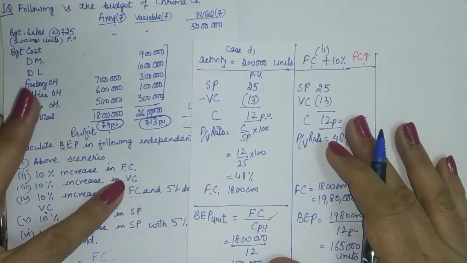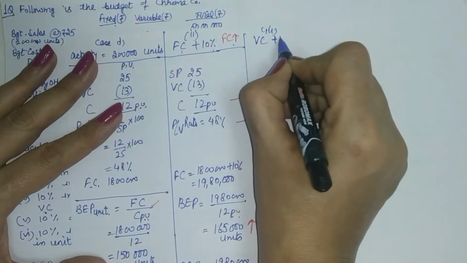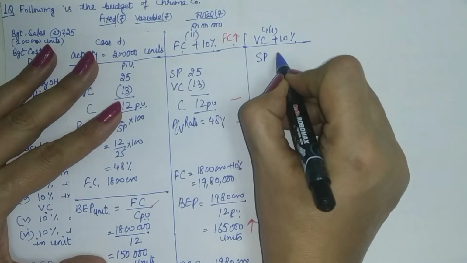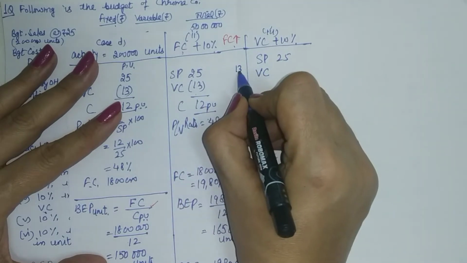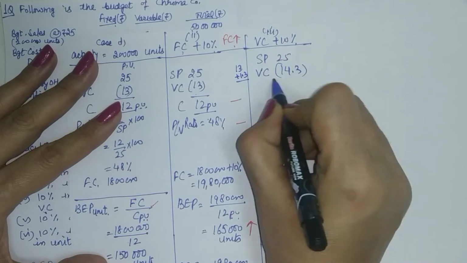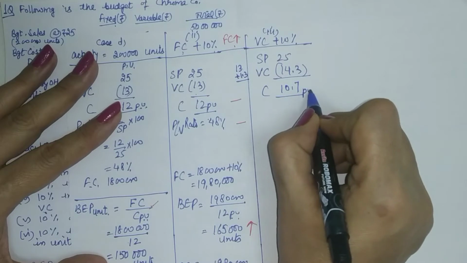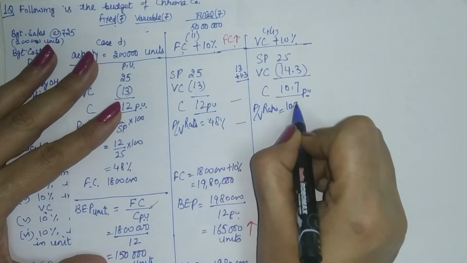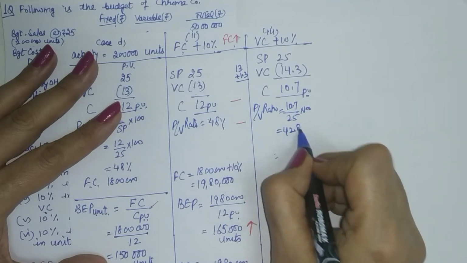Next case is a 10% increase in variable cost. So if your variable cost is increasing by 10%, this is the next scenario. So variable cost will be affecting your contribution because variable cost is 13. If you add 10% of this, your variable cost is 14.3. That means your contribution is going to be 10.7 per unit. So your PV ratio will be contribution upon sale into 100, that is 42.8.